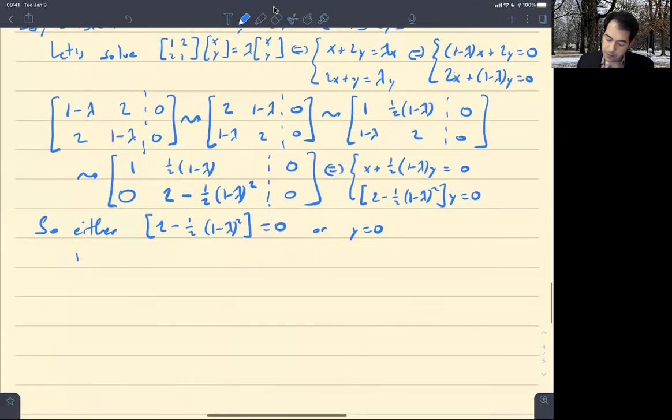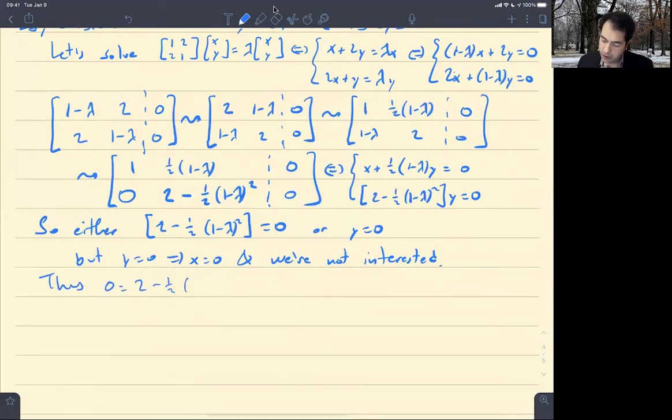Right? But y equal to 0, so if you plug that into the first equation, y equal to 0 tells you that x is equal to 0, and we're not interested. Right? We're not interested in the 0 vector. Okay. So the only one we're interested in is when this coefficient is equal to 0. 0 is equal to 2 minus 1/2, 1 minus lambda squared. But that's the same.